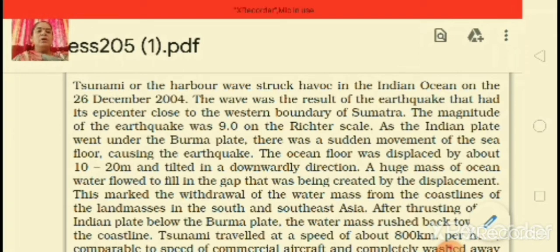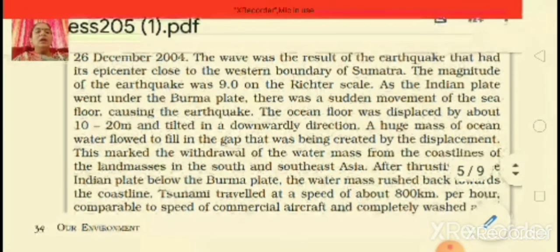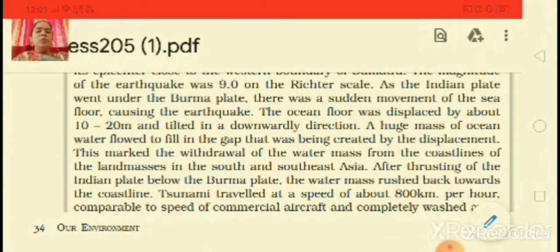As the Indian plate went under the Burma plate, there was a sudden movement of the seafloor, causing the earthquake. The ocean floor was displaced by about 10 to 20 meters and tilted in a downward direction. The huge mass of ocean water flowed in to fill the gap that was being created by the displacement. This marked the withdrawal of the water mass from the coastlines of the land masses in South and Southeast Asia. After thrusting off the Indian plate below the Burma plate, the water mass rushed back towards the coastline.